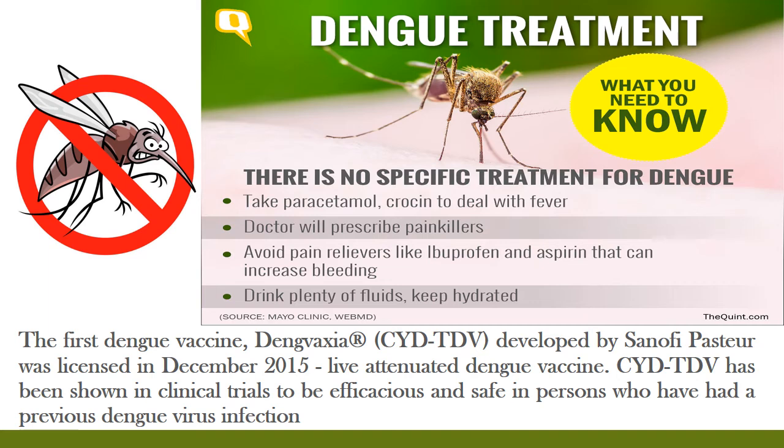And about the dengue vaccine, the first dengue vaccine, Dengvaxia, developed by Sanofi Pasteur, was licensed in December 2015. It is a live attenuated dengue vaccine. As per the clinical trials, it is found to be efficacious and safe in persons who have had a previous dengue virus infection.